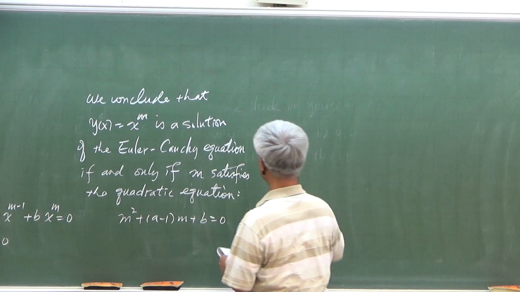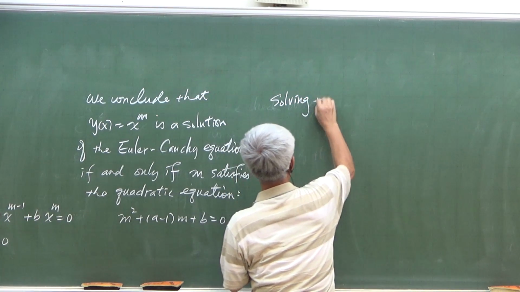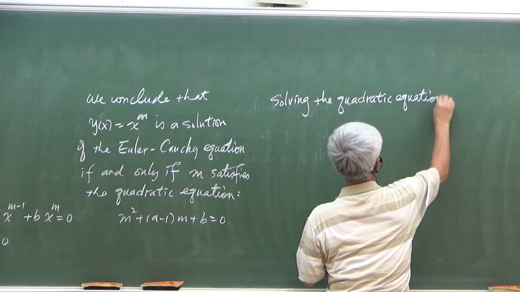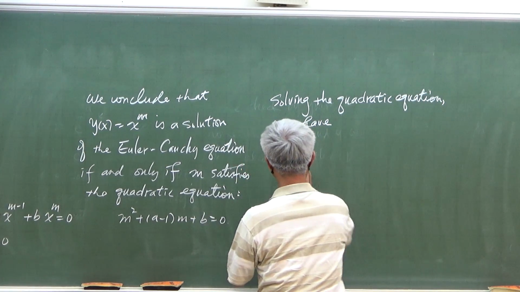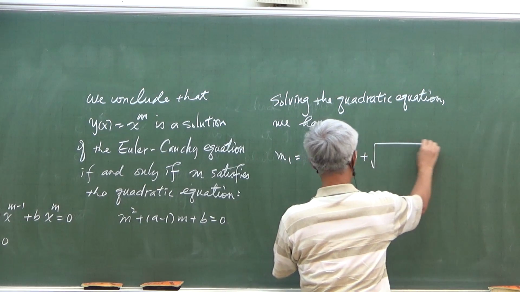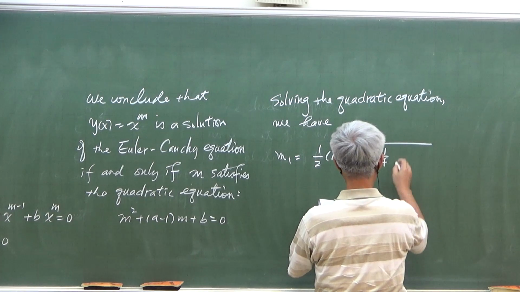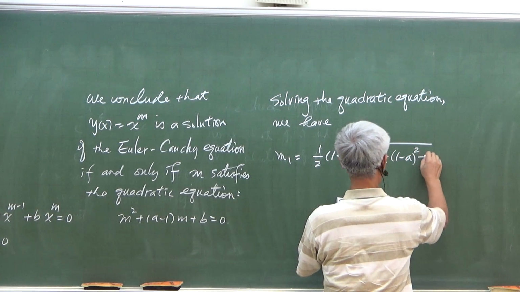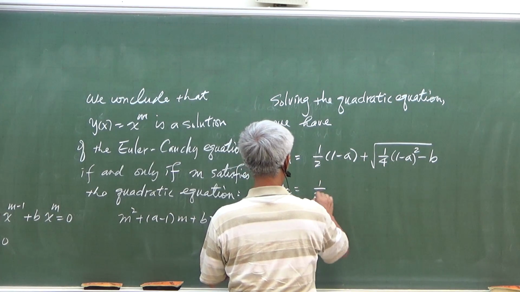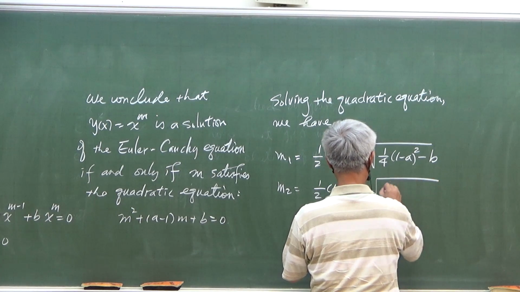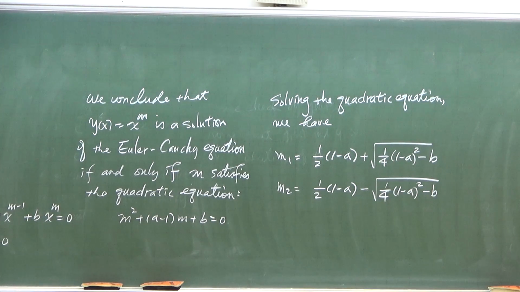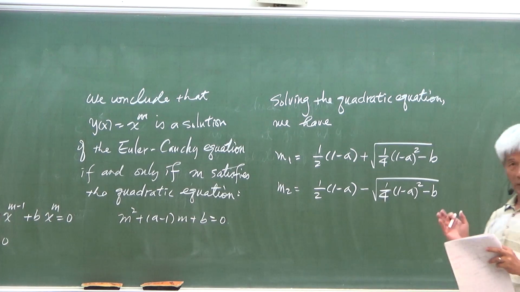Okay, now, so we solve. n1 is equal to 1/2 of (1 minus a) plus the square root of (1 minus a) squared minus 4b. And n2 is 1/2 of (1 minus a) minus the square root of (1 minus a) squared minus 4b. Alright, so now we have 3 cases to consider.